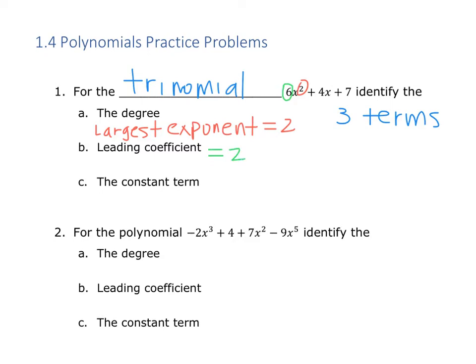And the constant term is the term with no variable included. So in this case, our variable is x, so the one with no x, and that is 7.